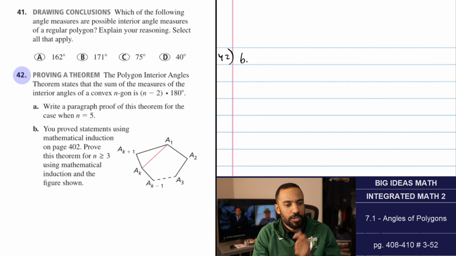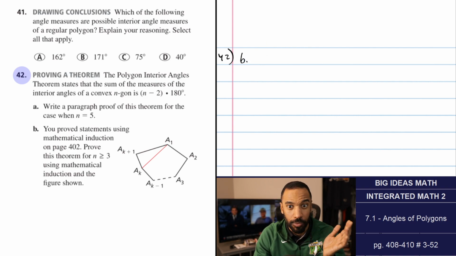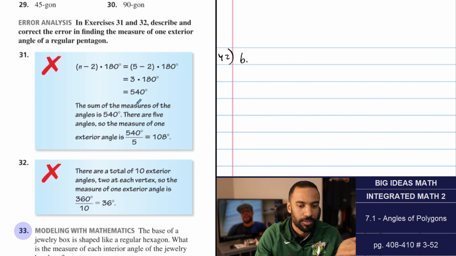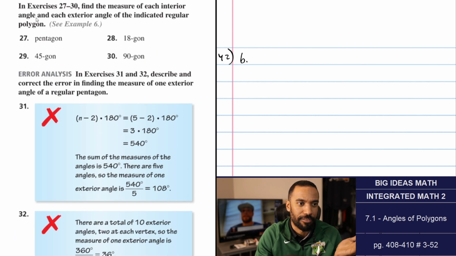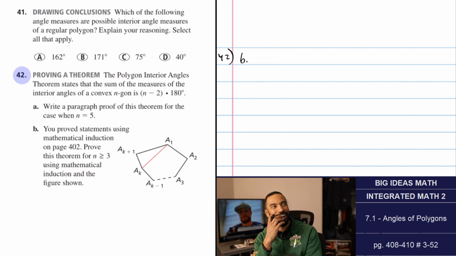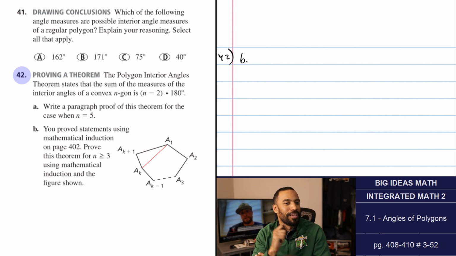You proved statements using mathematical induction on page 402. I did? When was page 402? This is page 409. I never looked at page 402. I don't know what page 402 is. I forget. I know what math induction is. I don't know if I know all the steps. I might have to look at it.